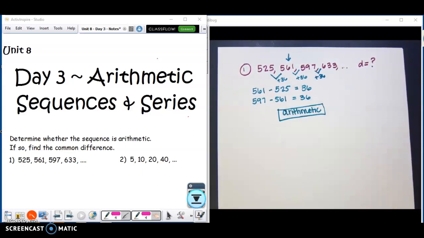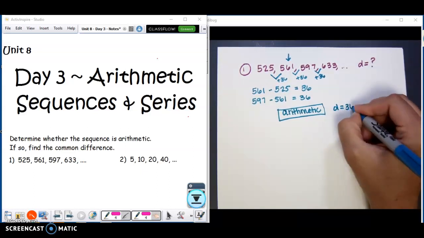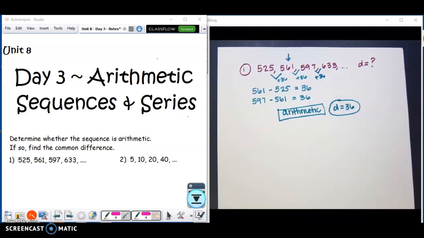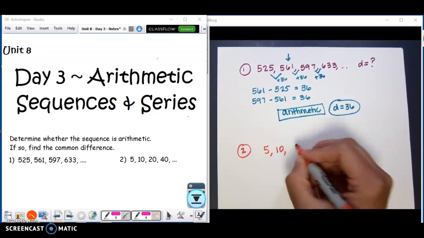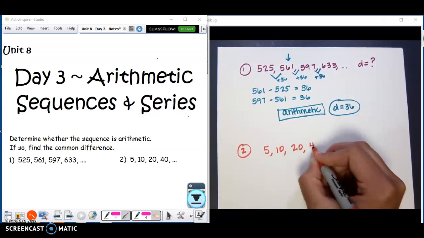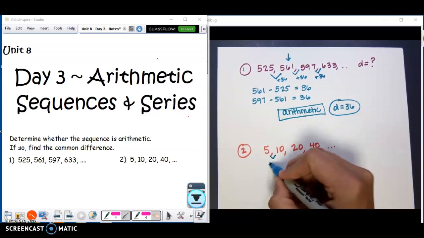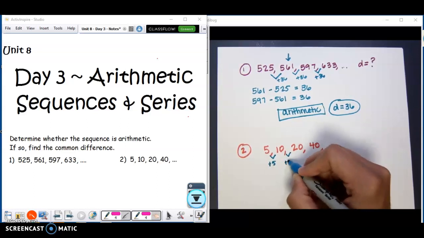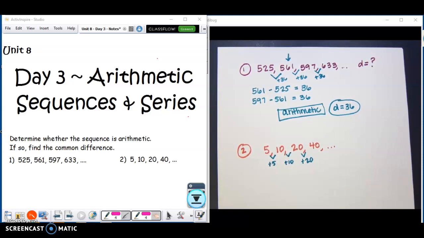Okay, so it asks for that, and then it says what's the common difference. So the common difference here, we're adding 36, so the common difference would be a positive 36. Okay, so if you look at the second one, trying to figure out if it's arithmetic, and if it is, we're going to tell what the common difference is. Because we're doing arithmetic, let's just worry about what it's adding. From here to here, we're adding 5. From here to here, we're adding 10. From here to here, we're adding 20. So we do not have a constant number there. So it is not going to be arithmetic.